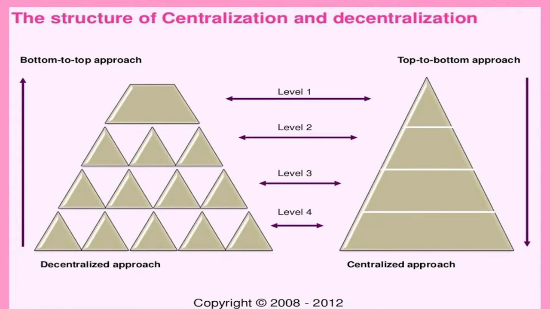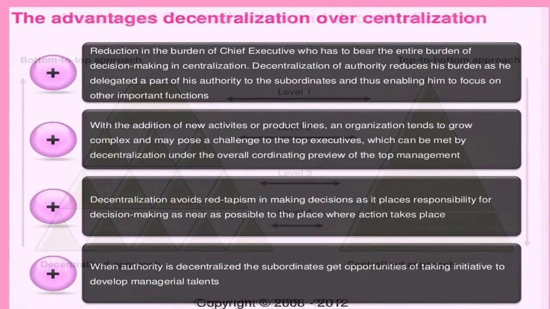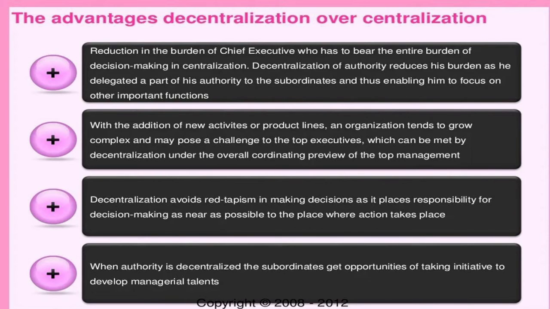Okay, so the structures of centralization and decentralization. Decentralization will be like this: level 4, 3, 2, 1: top manager, functional managers, supervisors, and workers. Centralized approach: only one person, everybody, top to bottom, will be controlled by the top person. Okay, then coming to the advantages of decentralization over centralization.